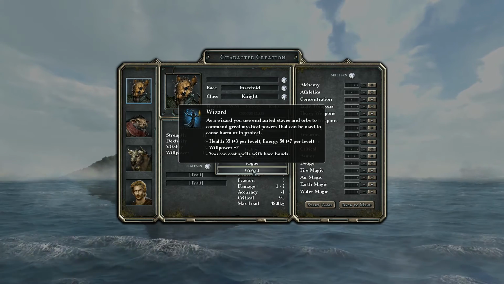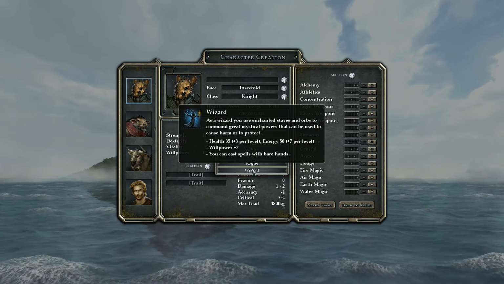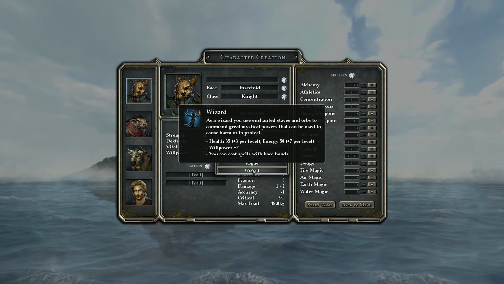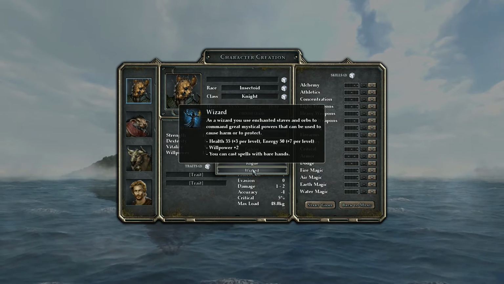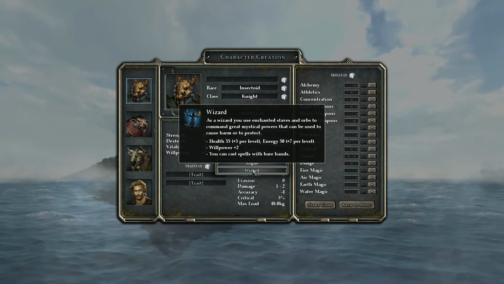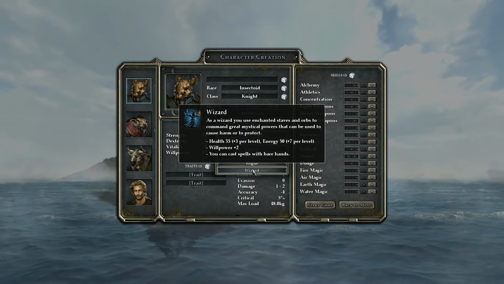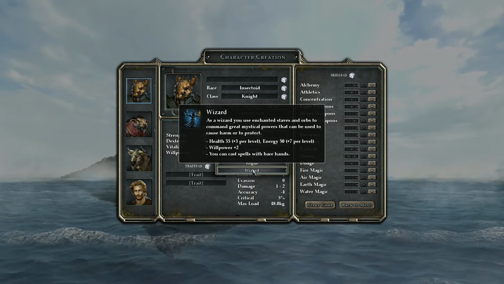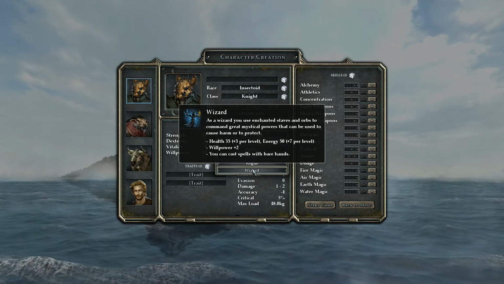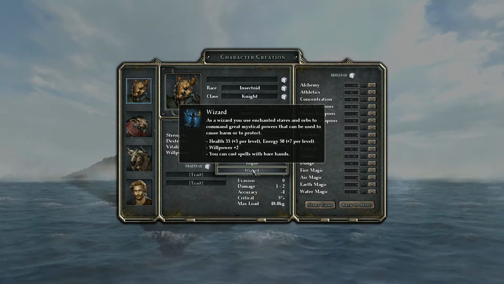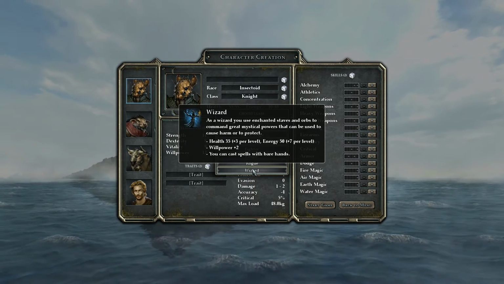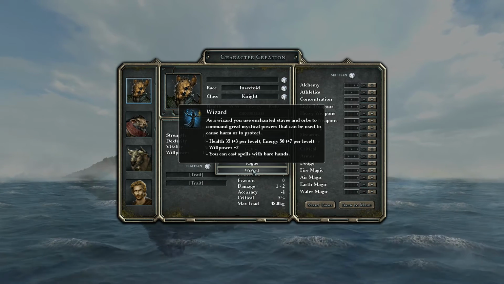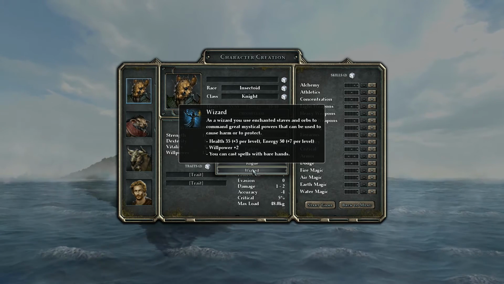Wizard. As a wizard, you use enchanted staves and orbs to command great mystical powers that can be used to harm or protect others. Health 35, plus 3 per level. Energy 50, plus 7 per level. Willpower plus 2. You can cast spells with your bare hands.